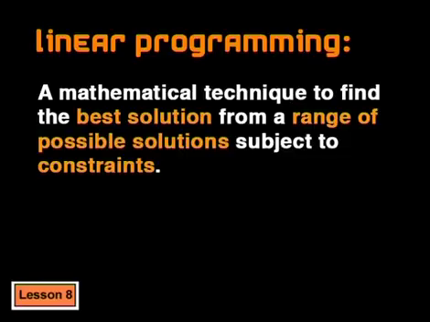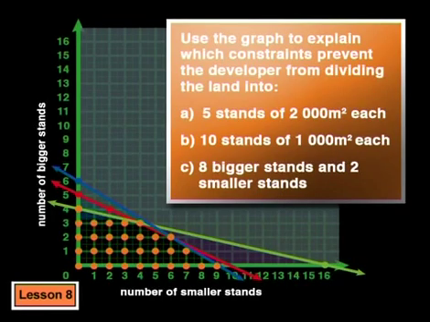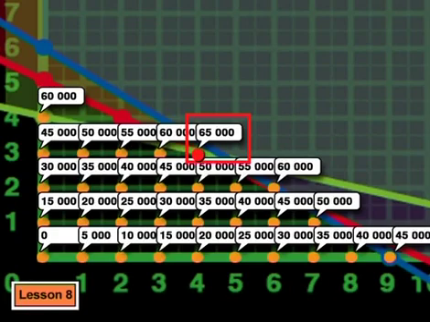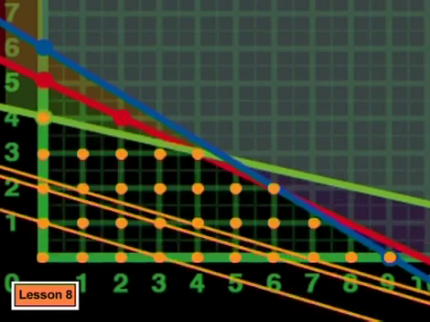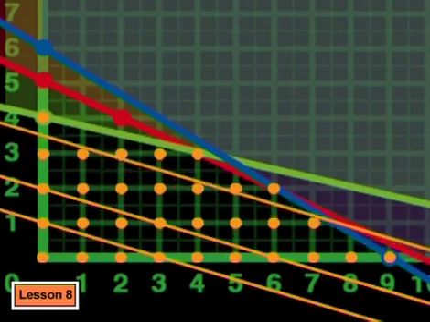Once again, welcome to the series on linear programming. Throughout the series, we've developed an understanding of what linear programming is, and we've defined it as a mathematical technique to find the best solution from a range of possible solutions subject to constraints. We used linear inequalities to define and graph the constraints of the problem in order to find the feasible region. Then we found the best solution first by testing points in the feasible region and then by using a search line. Now we are ready to consider different kinds of problems.